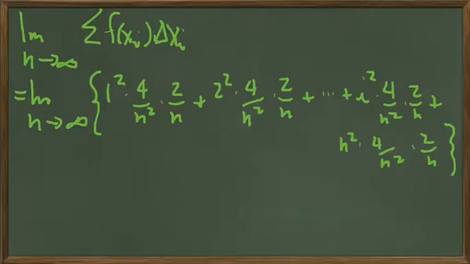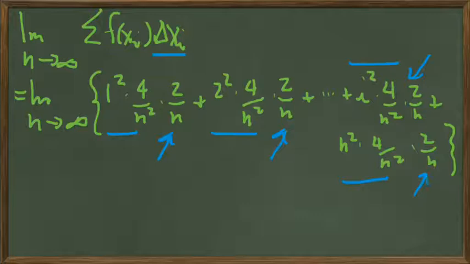So we've got that written out. Here's the f of x1, the 1 squared times 4 over n squared. Here's the f of x2, 2 squared times 4 over n squared. The f of xi, i squared times 4 over n squared. The f of xn, n squared times 4 over n squared, and they're all multiplied times the delta x sub i, which is the width. It's 2 units wide, this interval from 0 to 2, where we're dividing it into n pieces, and so all of the delta x sub i's are 2 over n.